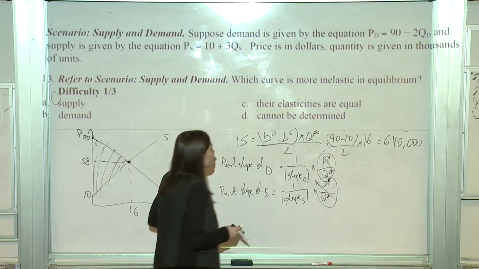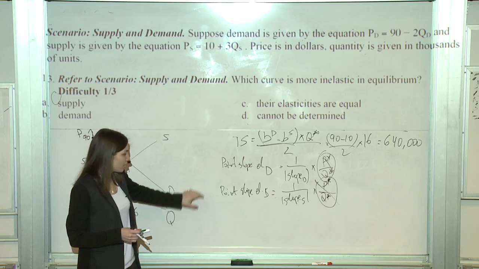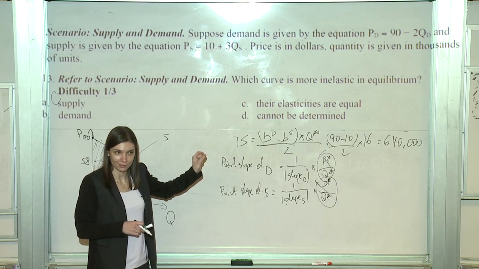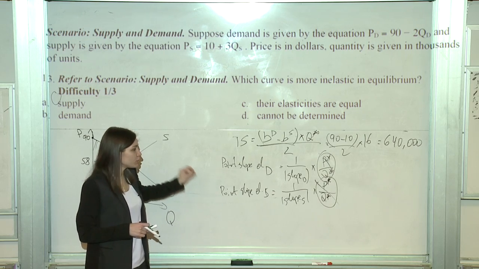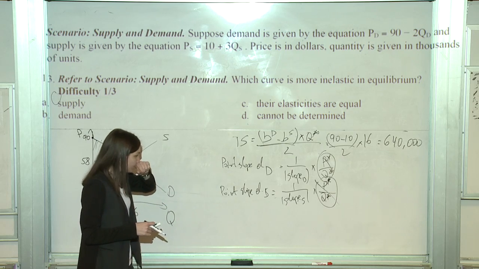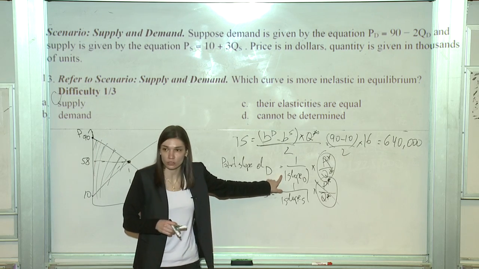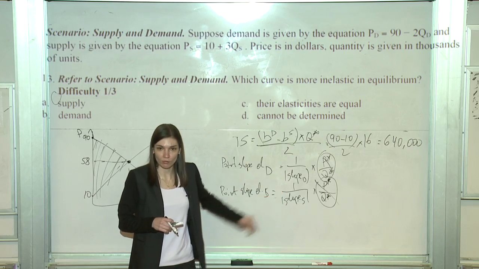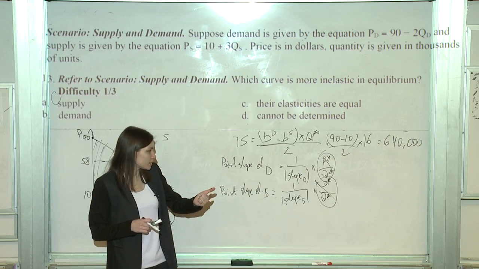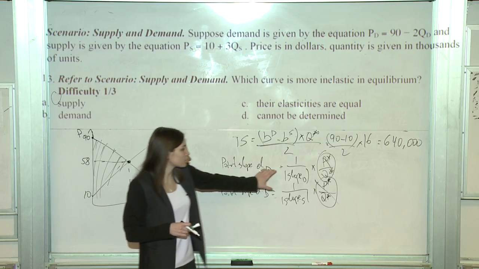The question is, which curve is more inelastic, right? So to be more inelastic, the elasticity needs to be lower, right? More inelastic. So the question is, which elasticity is lower? And the elasticity that is lower would have a higher slope. All right. So the question is, which is more inelastic? That is, which has lower elasticity, which has a higher slope. And then we can just compare the slopes.